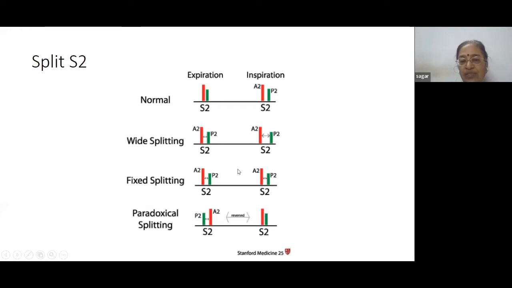This is what happens in an ASD. Whereas what we call a paradoxical splitting is that the A2 comes earlier than P2. If the A2 comes earlier than P2, which is what will happen in some other conditions, that is when you call it a paradoxical splitting. So what we are talking about is the third one. This is what happens in an ASD, where there's a fixed splitting because the amount of blood that the right ventricle ejects during inspiration and expiration is the same.